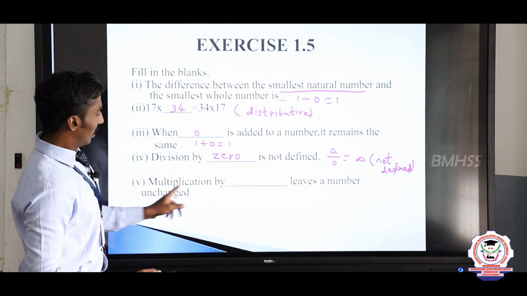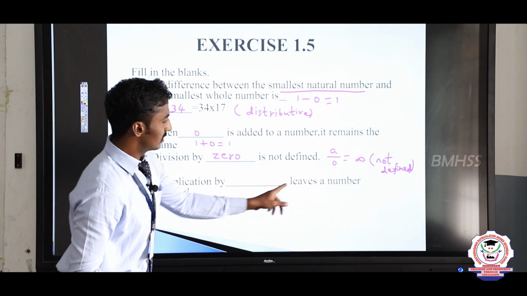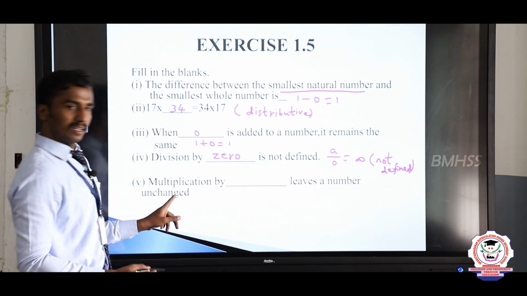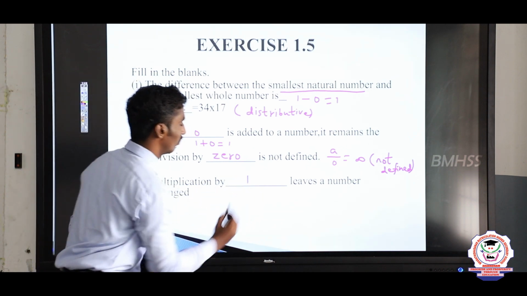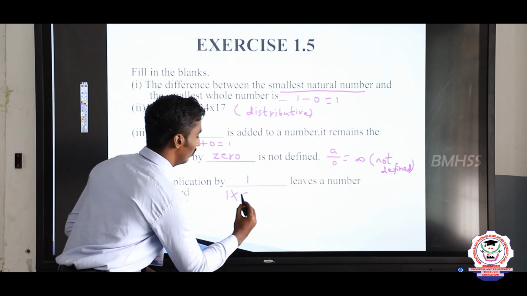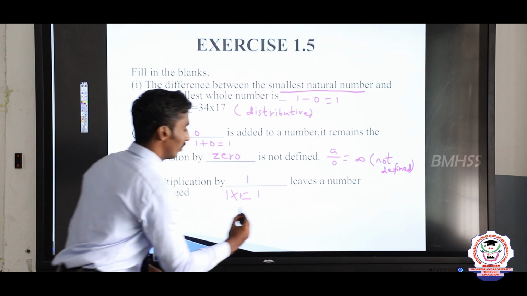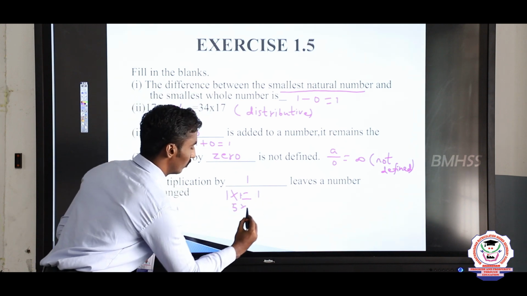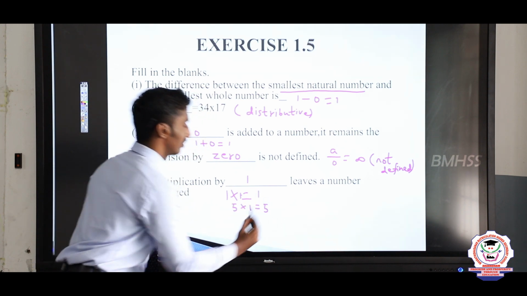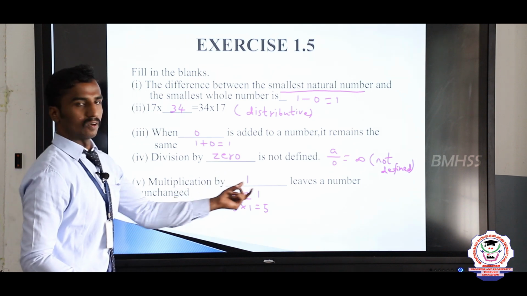Next one, multiplication by dash leaves a number unchanged. So multiply by 1. 1 into 1 we get 1 only. 5 into 1 equal to 5 only. So multiplication by 1.